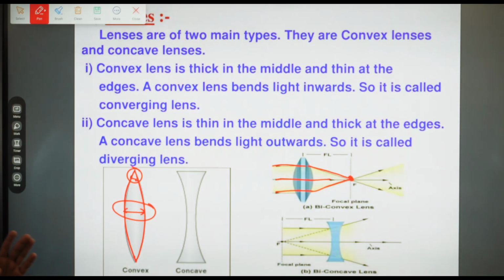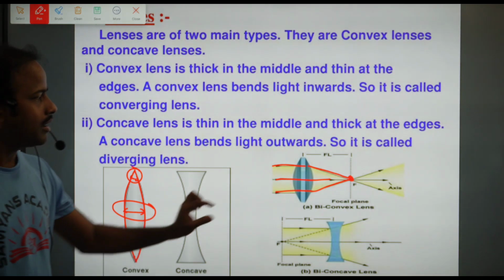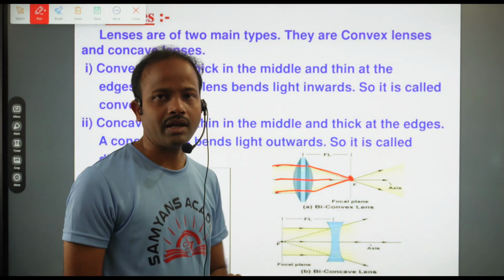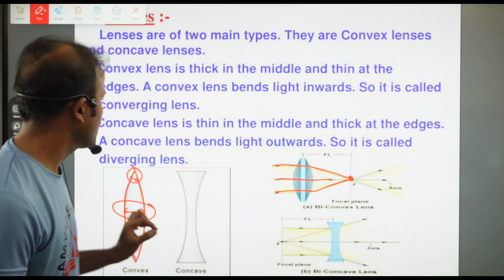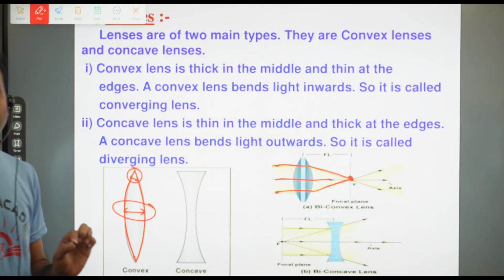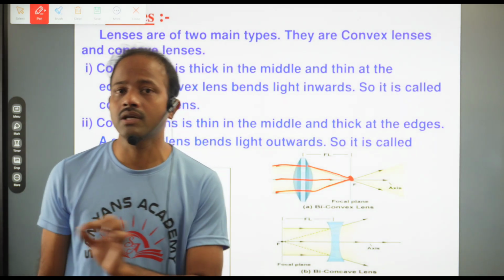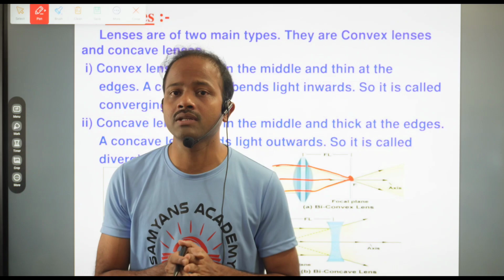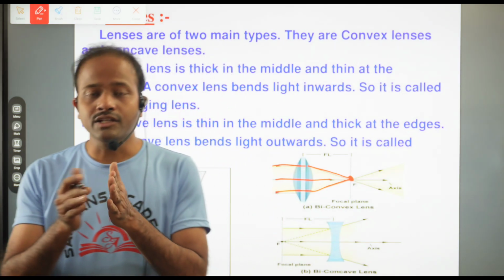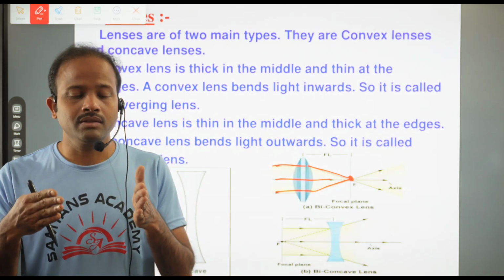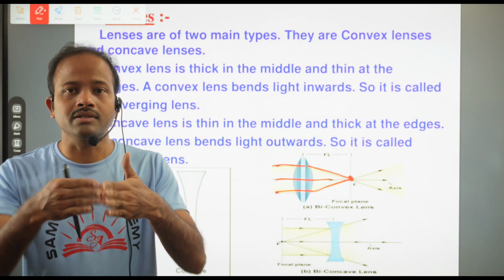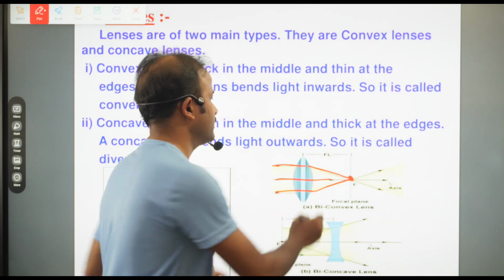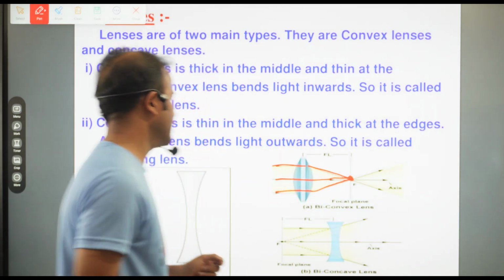So it is called a converging lens. Converging means all the light meets at one point. This is what we call converging light. And which one can we use as a converging lens? The convex lens. What is meant by converging light? Converging light means when light passes through the convex lens, the light bends and meets at a certain point, and for that reason we call it a converging lens.